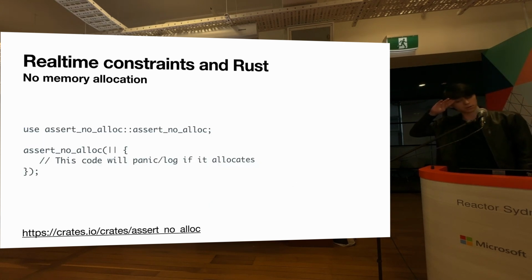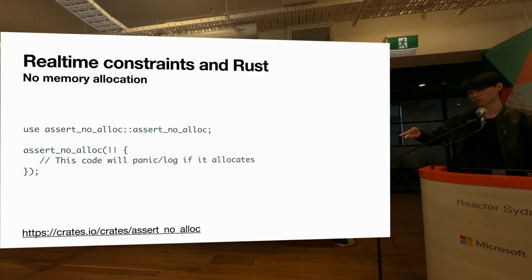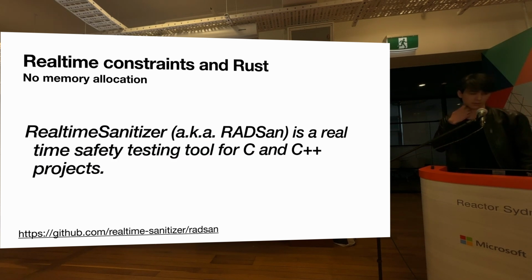There's a crate called assert no alloc that you can wrap the process callback with, and that replaces the allocator. If you allocate inside of that block, it will panic or it will log, so you can have tests and check that you aren't really allocating. There's also something that was announced at this year's ADC, I think, a sanitizer for C and C++ that will do this check, but also do checks for system calls and locks.